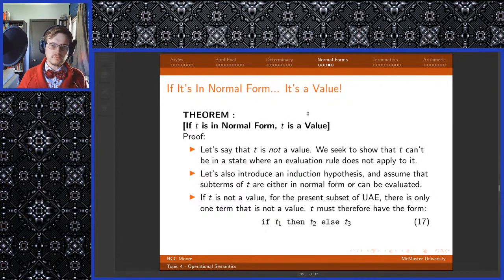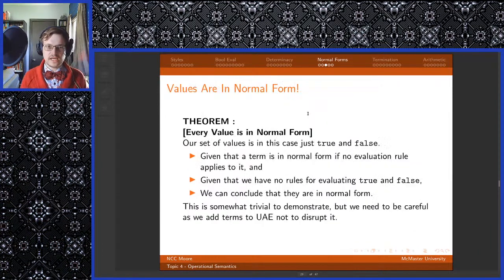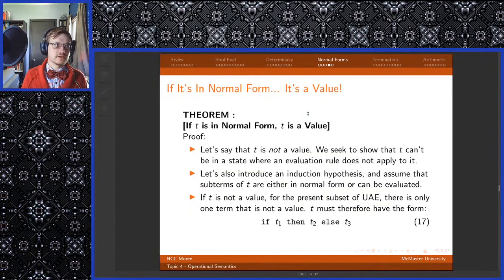So, if t is in normal form, then t is a value. So this is kind of the inverse. Every value is in normal form, so now we want to conclude, if it's in normal form, is it a value? Can we conclude it must be a value if we've reached normalcy, right? Yeah, so successor... Okay, I'll talk about the arithmetic when we get to the arithmetic, okay? Oh my goodness. So, proof. Let's say that t is not a value.